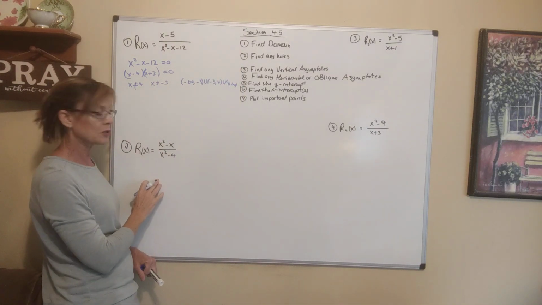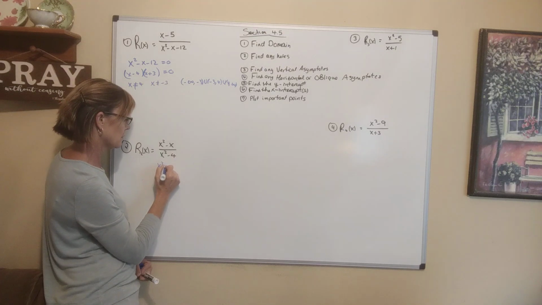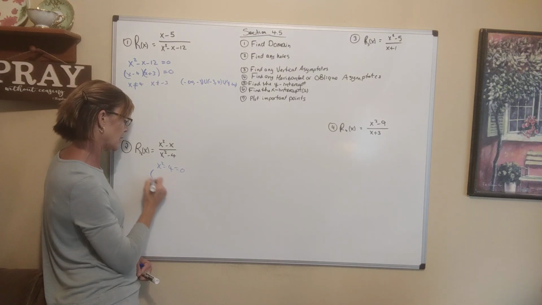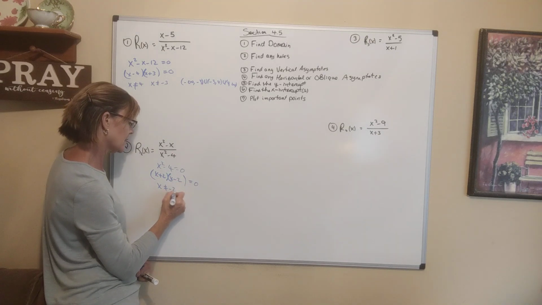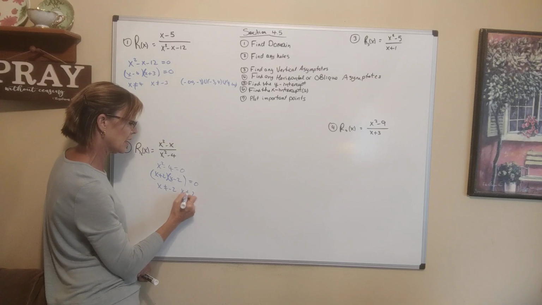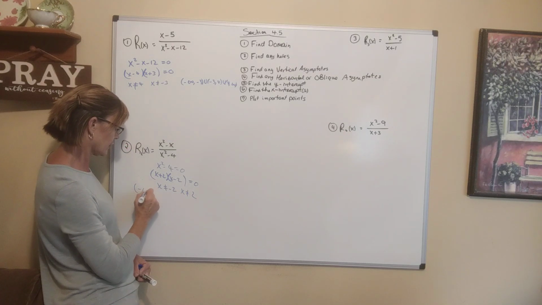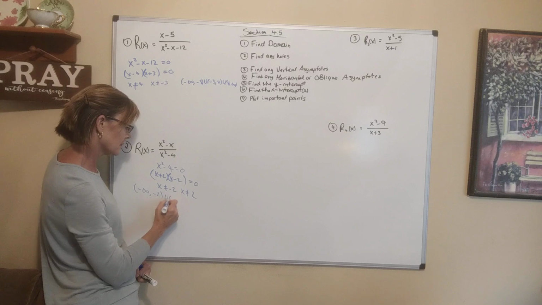For the domain of number 2, you would set the denominator equal to 0 and find out where it would be a problem. This will also factor, as a difference of squares. The problem here is when x is negative 2 or when x is 2, so you can't let those in. In interval notation, it would look like this.